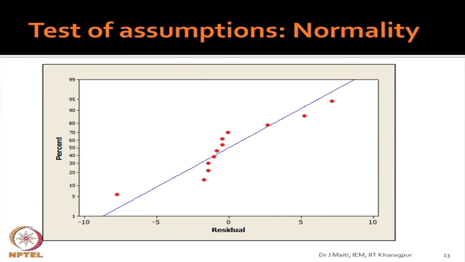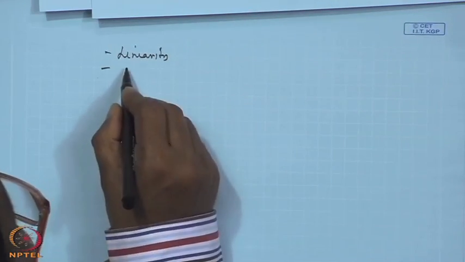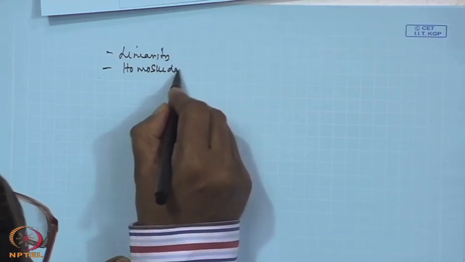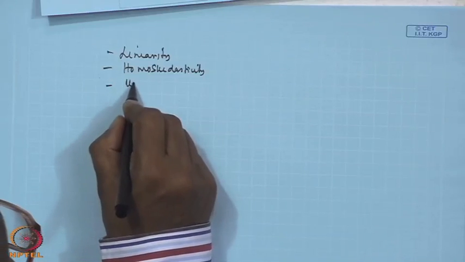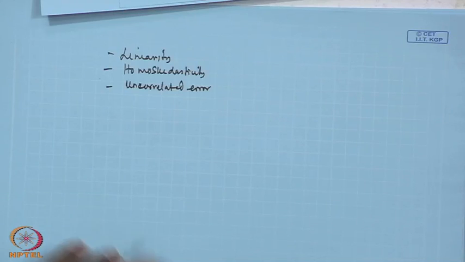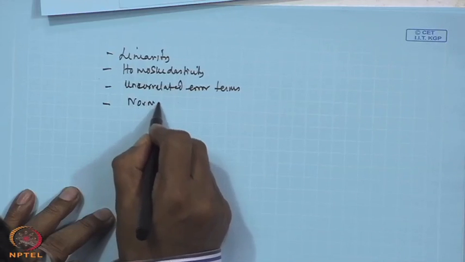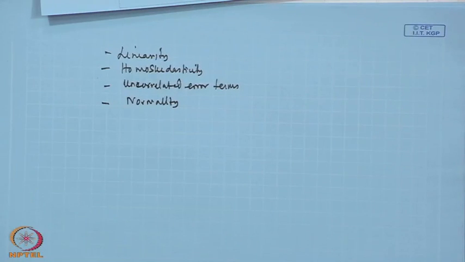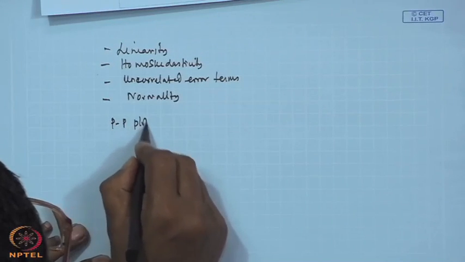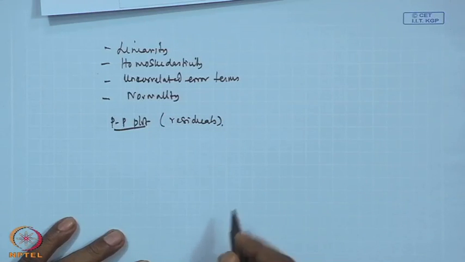So, we have seen the first one is linearity, second one we tested is homoskedasticity, third one is uncorrelated error terms. Now we will discuss normality. I think I have discussed normality earlier with respect to ANOVA, and there I discussed the PP plot, the probability plot. Definitely this is related to residuals. What have we done there?